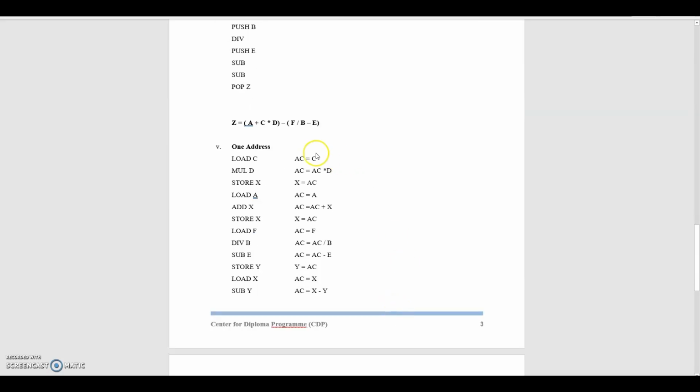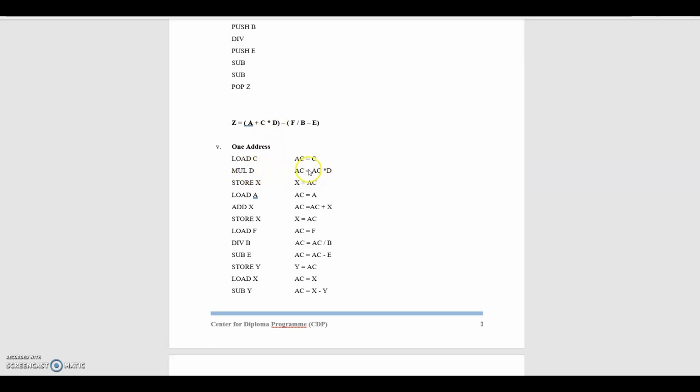Next, I will talk about how to use one address. First, we use only one address. We will load C, multiply by D, and store in X. So we will load C into the accumulator, AC. This is our instruction. And then we multiply with D.